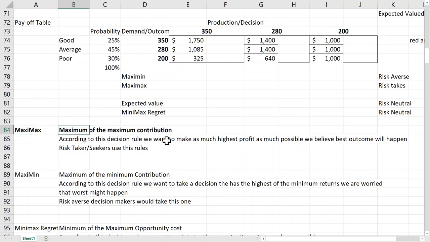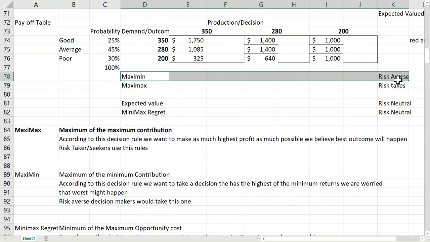Maximax is short for maximum of the maximum. So maximum of the maximum contribution. So we want to see which one has the highest of all highest contribution. This type of decision is taken by risk seekers. Remember, risk seekers are those people who are interested in highest returns, even if that highest return has low chance. So Maximax, maximum of the maximum return, is taken by the risk seekers.